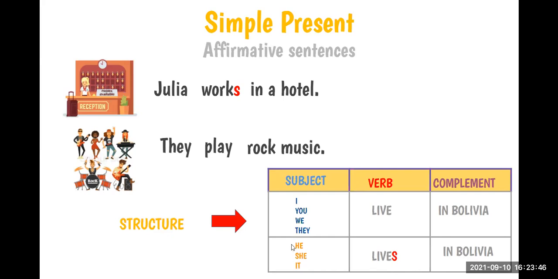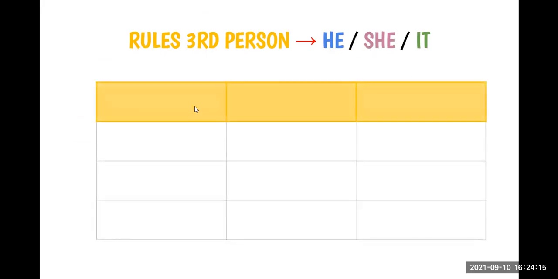Okay, so be careful when you are talking about he, she, and it. We need to change the verb. We need to add an S or an ES for the verb. Okay, the third person singular. Very good. So let's see here. We are going to check the rules. How do we change the verbs for the third person singular in the simple present? When we are talking about he, she, and it, we need to change the verb, okay? So here we have some rules we are going to follow. Take notes, okay? The first rule, in general, we add an S to all the verbs, okay? This is the general rule.